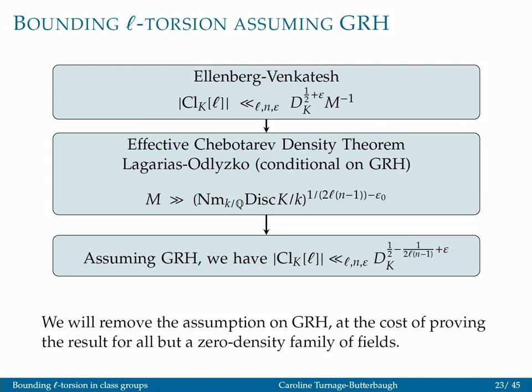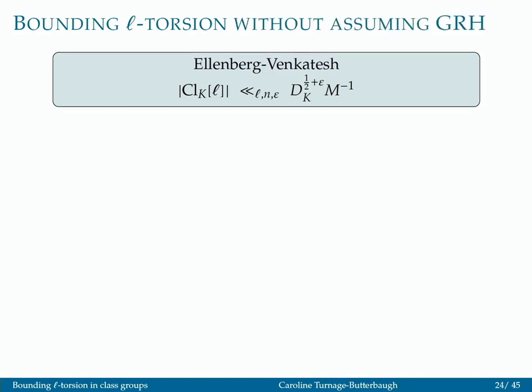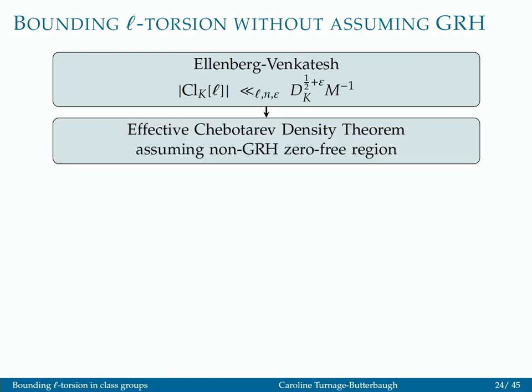Let's look at the flow of this method. The starting point is the same. We're going to start off with this result of Ellenberg and Venkatesh. Then we're going to prove an effective Chebotarev density theorem that assumes some other zero-free region, but not the one that you get from GRH. So we won't assume the Riemann hypothesis in our effective Chebotarev density theorem. We'll just assume that the Dedekind zeta function satisfies some other zero-free region.